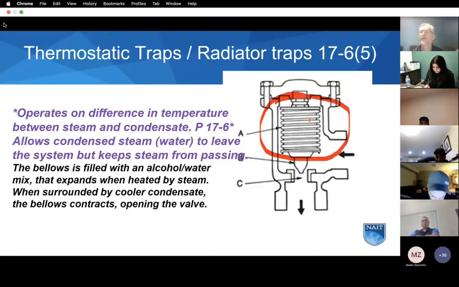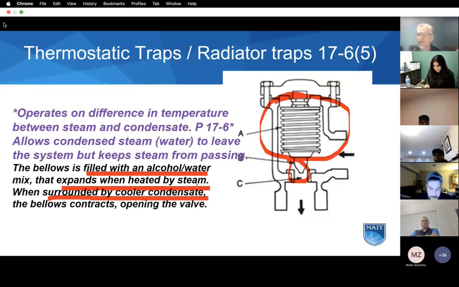It's filled with an alcohol water mixture that expands when heated. So when steam is in the trap, it holds this valve shut. When water condenses inside the trap, it shrinks the bellows and opens the valve.